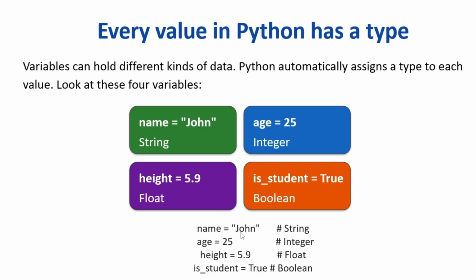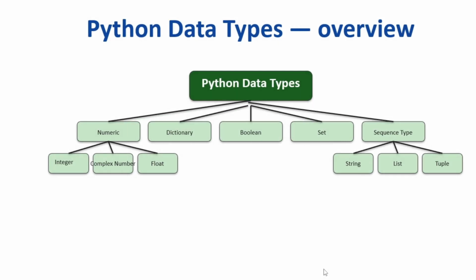So when we are assigning a string written in single quotes or double quotes, it is the string type of data. When we have whole numbers with no decimal points, it is an integer. With decimal points, the variable is of type float. And when you have a value of True or False, or 0 and 1, you can say that the variable type is boolean.